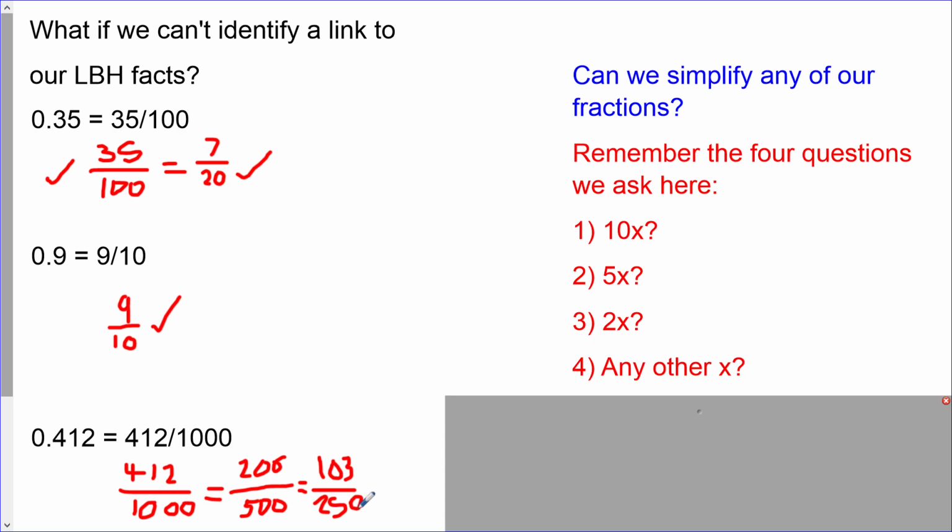We would then look through our questions again. 10 times table, no. 5 times table, no. 2 times table, no. Any other times table, no. So we would leave our answer. Once again, as I said with the first one, if you have any of these as your answers, you would get it correct. But I just want to make sure that people are remembering to keep trying to simplify fractions when we get the chance to, okay?